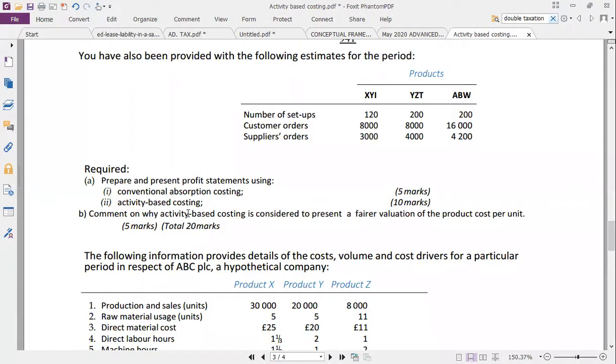Unlike the traditional cost system, where the overheads are absorbed based on one rate or based on average. We also call it volume related. So the traditional one is volume related. That is it. Great. So that is the end of the game.